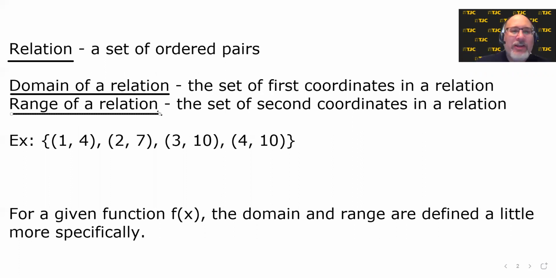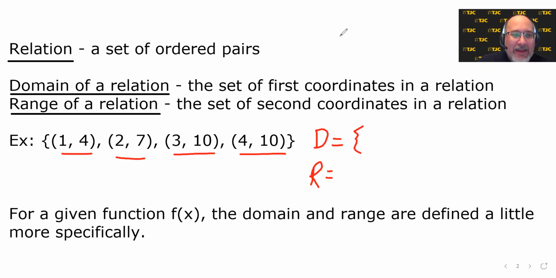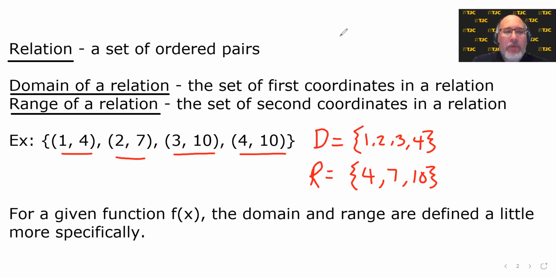So when we first started talking about functions and we had something like this relation, in this case, the set containing the ordered pairs (1, 4), (2, 7), (3, 10), and (4, 10), then asking the domain and range was pretty easy. All we had to do was say the domain was the set of first coordinates, or x's, if you will. And in these four ordered pairs, the x's are 1, 2, 3, and 4. And the range was the set of second coordinates, which are 4, 7, 10, and 10. When we write a set, we don't repeat values, so we only write the 10 once. So the concept of domain and range was pretty simple back then.